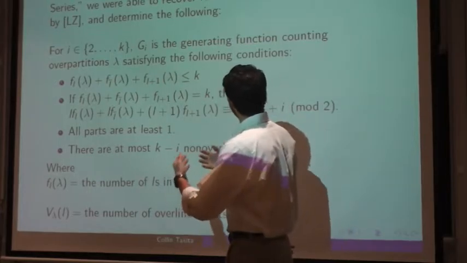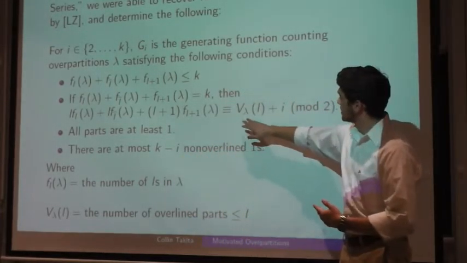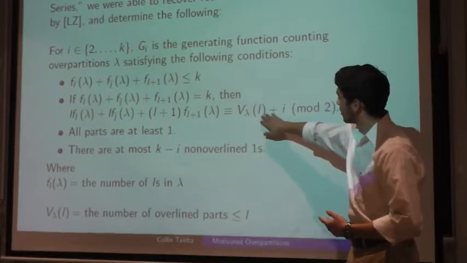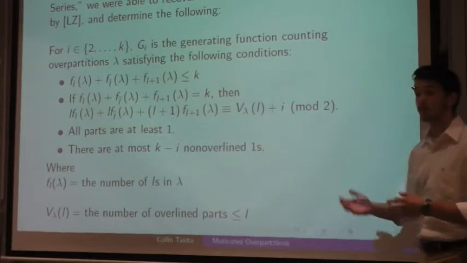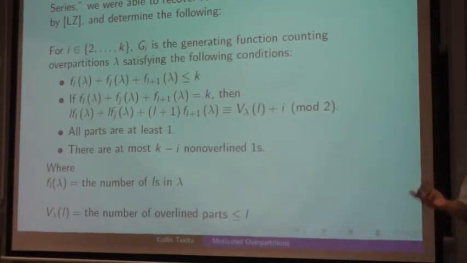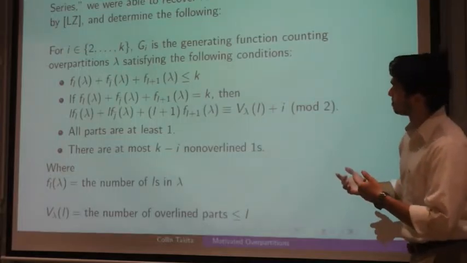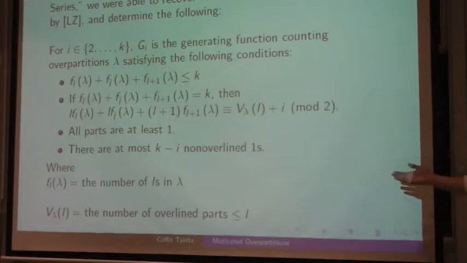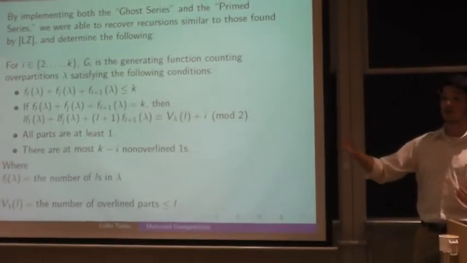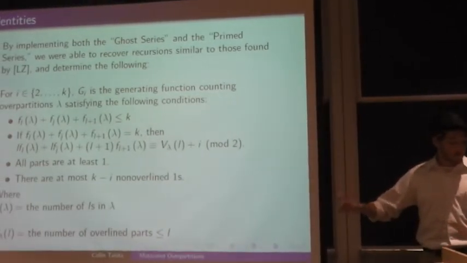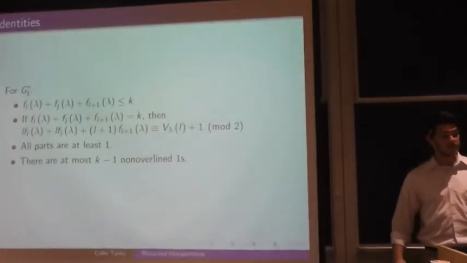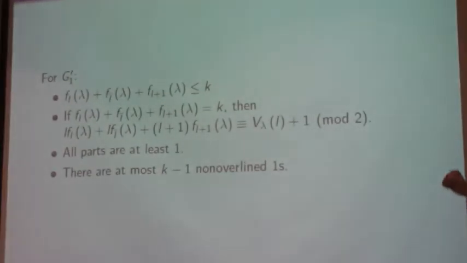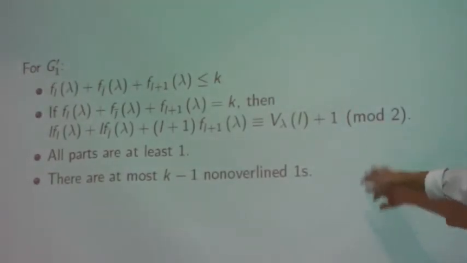Another notational thing I should point out is this v sub lambda of L, and that's just the number of overlined parts. Again, that's either going to be 0 or 1. So we saw that these G sub I satisfy these conditions, which are similar to the ones found in Lepowsky and Zhu. Similarly, for the G sub I prime guys, we have this, which again is a very similar set of conditions to the ones for the standard G sub i's.